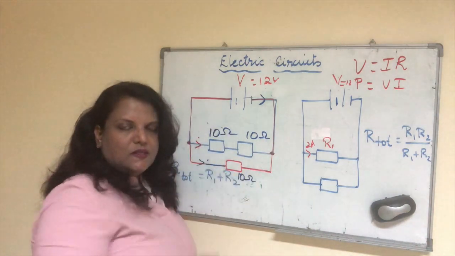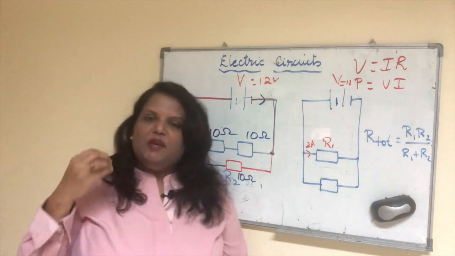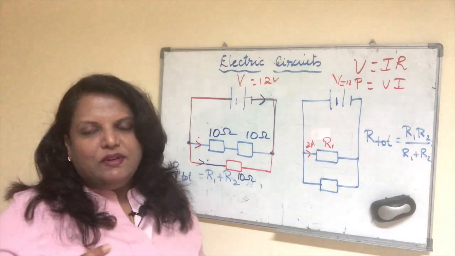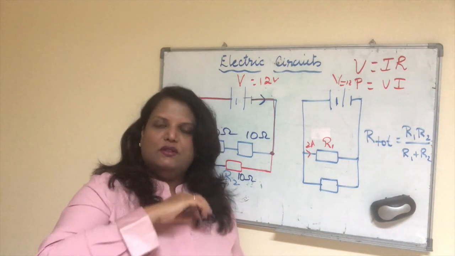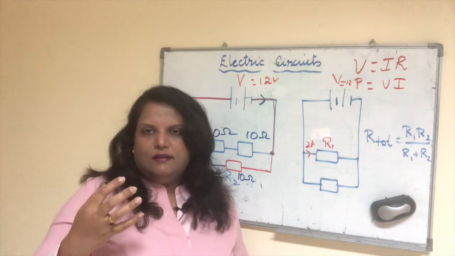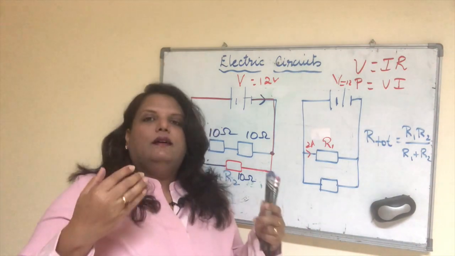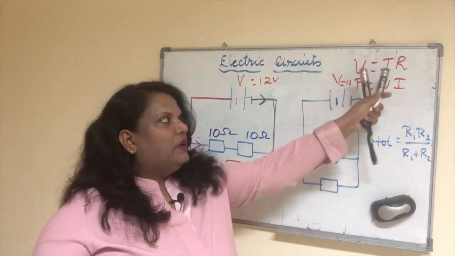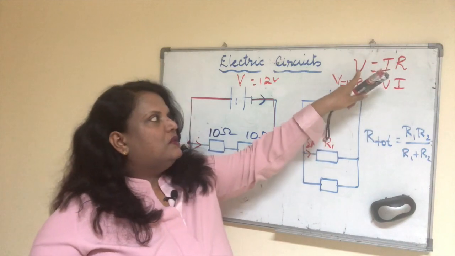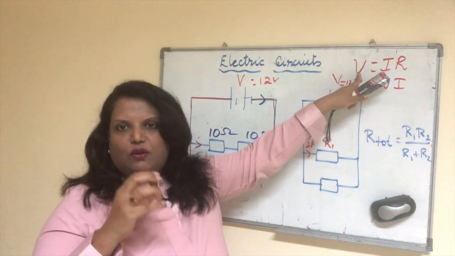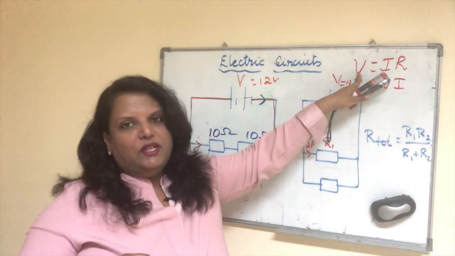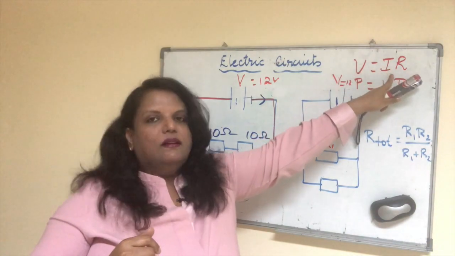Get the total resistance in the circuit, be it series, parallel, or combination, whatever it is, the combined resistance of all the resistances in the circuit. Use that in the formula V is equal to IR. So this will be the total resistance, and this will be the value of the power supply's potential difference or voltage. You will get the current.